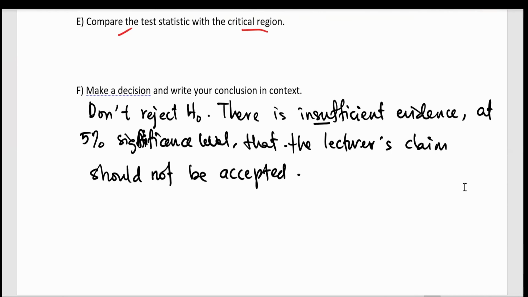All right, so these are two examples focusing on hypothesis testing for the population mean, and we are looking at two-tail tests. All right, that's all for this lesson.